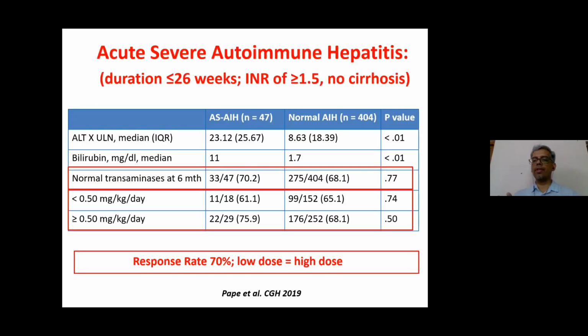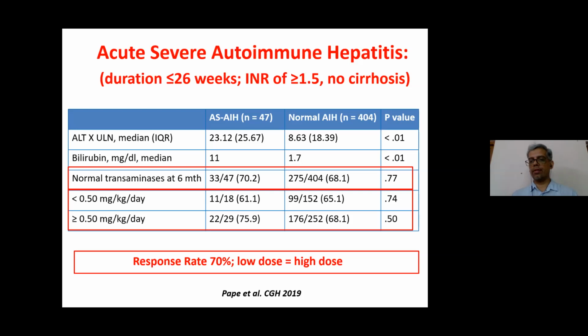So this kind of clinical picture, which occurs in a short history, you have an elevated INR, your liver biopsy doesn't show you cirrhosis, is what we define as acute severe autoimmune hepatitis. This subgroup of patients do respond well to steroids also. The data would suggest 70% of patients who have acute severe autoimmune hepatitis may have normal transaminases at the end of 6 months.